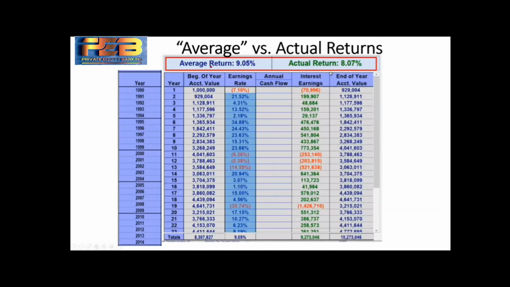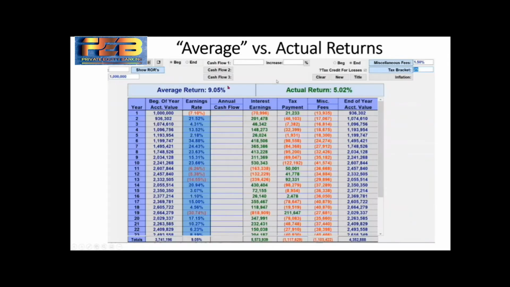So again, the average ends up being about, in this case, 1% higher than what is actual. But actual, in this case, still didn't include miscellaneous fees nor taxes. So when we add in the miscellaneous fees at 1.5% and a tax bracket of 25%, we see that this average return on the Dow over 30 years of 9.05 really turns out to be about 5%. So it loses about just over half.